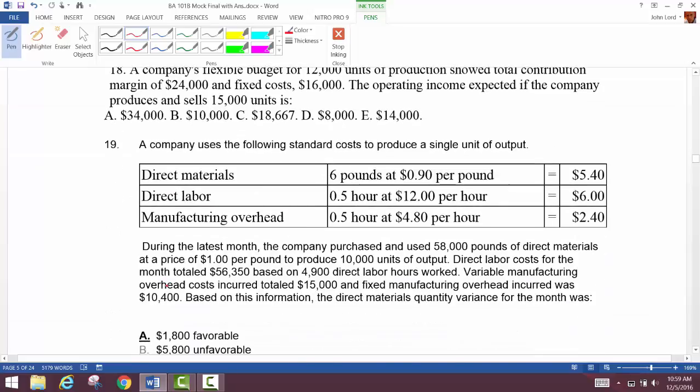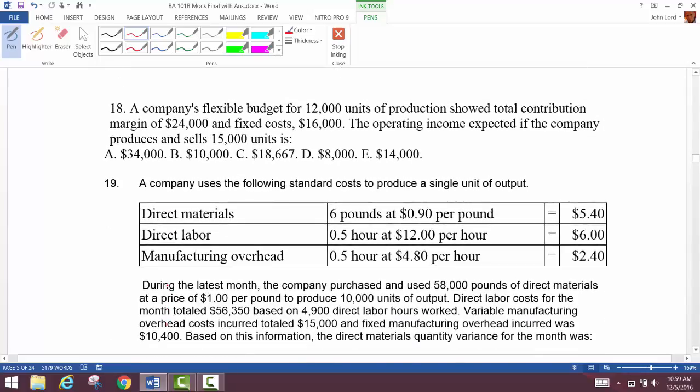Okay, good. Number 18. We look at this one, and the company's flexible budget for 12,000 units is given, and they want to know what the operating income would be if we produce 15,000 units. Now, the problem I have with this question, I guess this is kind of a flexible budget. Relevant, but it kind of is like chapter 5 too in a way to me.